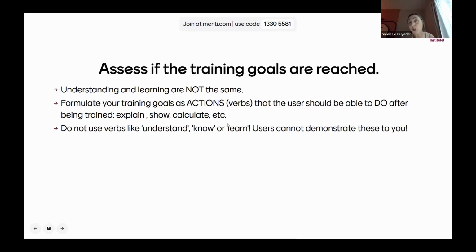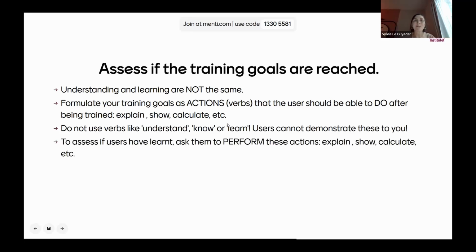Why? They cannot show you that they have learned. They can explain something to you. If they can explain something to you, they definitely have learned and they have understood. But do not start your goals with understand, know, and learn. No, it has to be some actions that they have to do. And then simply to assess if your users have learned, you ask them to do exactly the things that you have written in your goals. So it's a very simple technique which will definitely improve the quality of your training. Write the goals and then assess exactly that. So they will have to explain, show, and calculate.